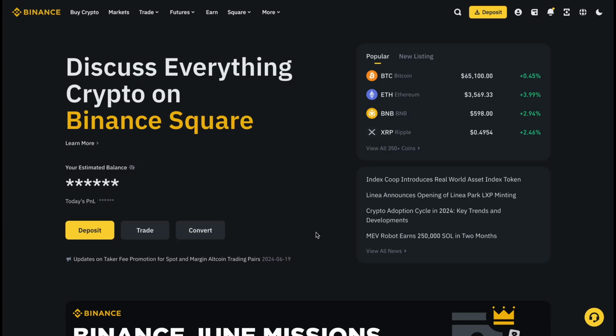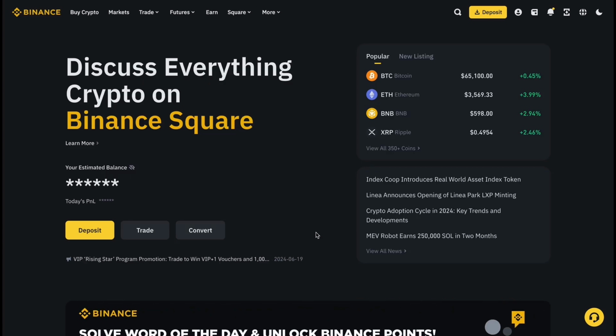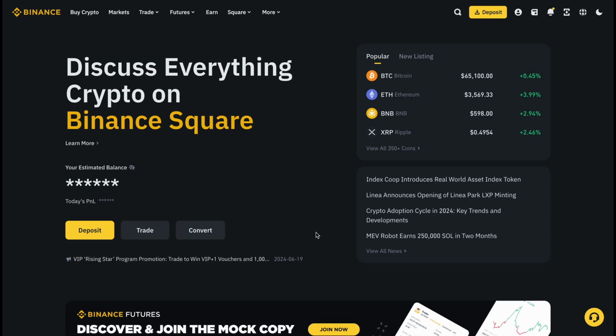How to trade futures on Binance. First off, what are futures? Futures are a synthetic contract based on a price of another asset. You trade the price without actually trading the coin.